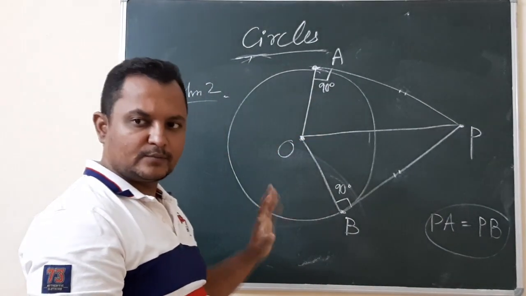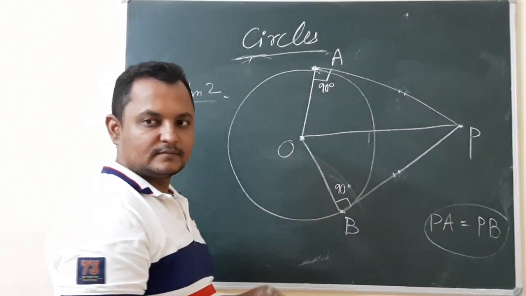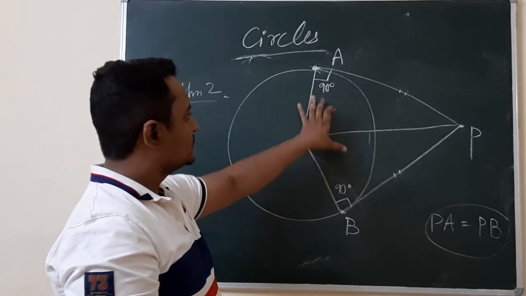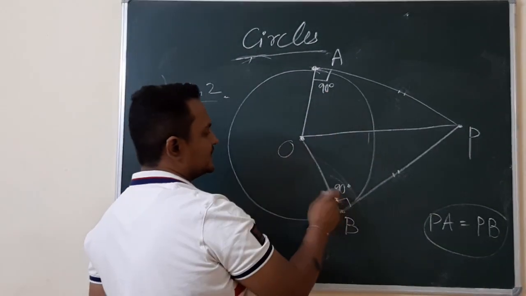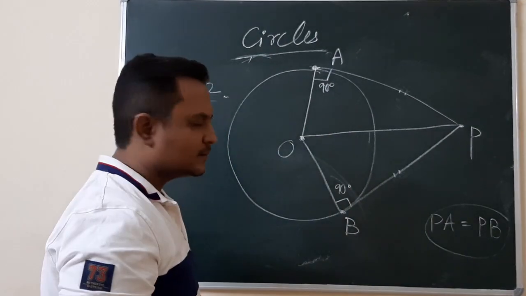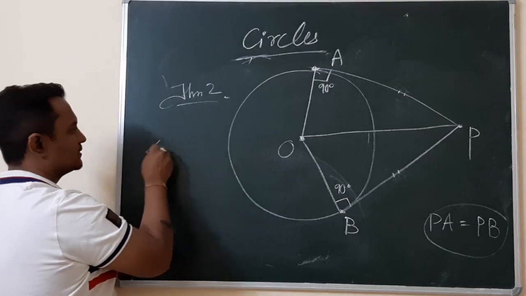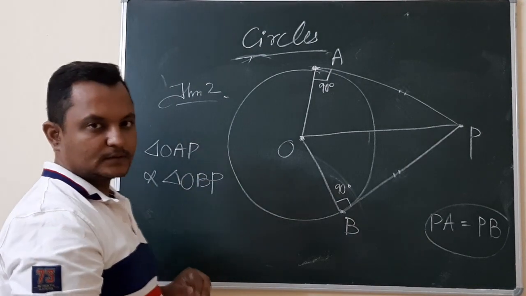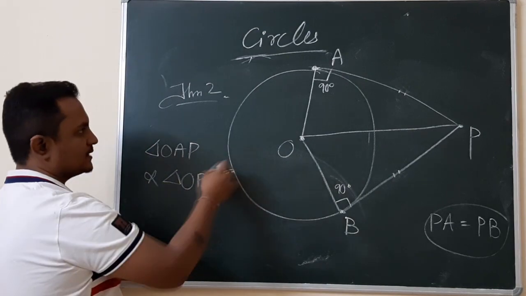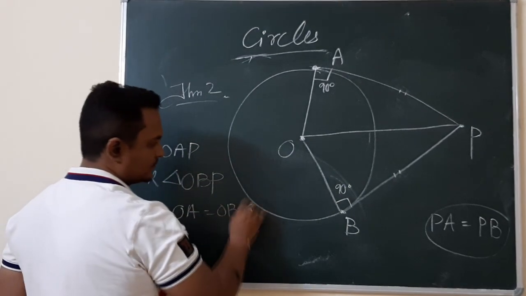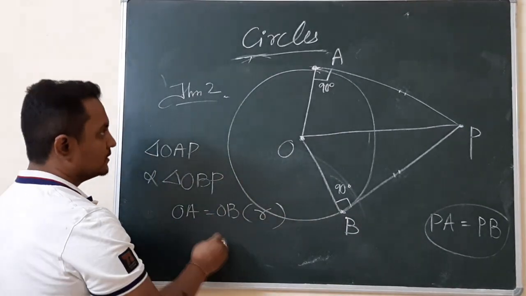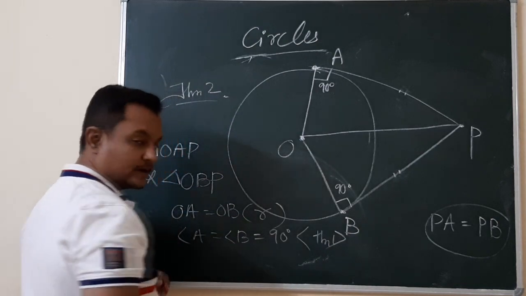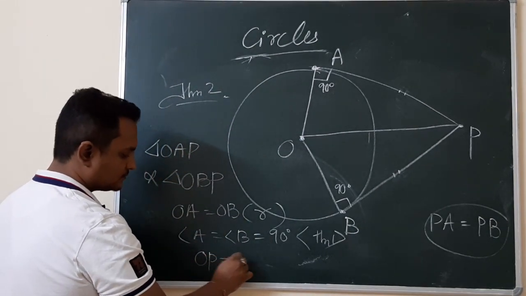Theorem 1 ne abhi bhi padha na, abhi hi bhul gaye. Bhul gaye kya? Mujhe pata tha. So ये 90 और 90 दोनों theorem 1 से मिल गए. Theorem 1 से points of contact में 90 degree होता है, तो look at these two triangles, triangle OAP and triangle OBP. In these two triangles, OA is the same as OB because they are radii of the same circle. Angle A is equal to angle B because 90 degrees as per theorem 1, and OP is common.